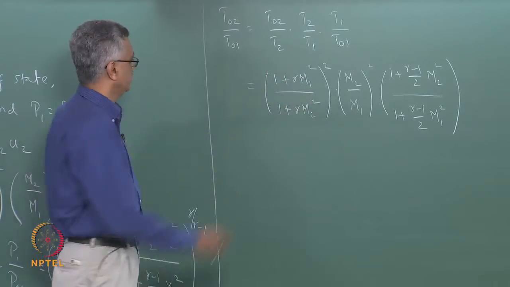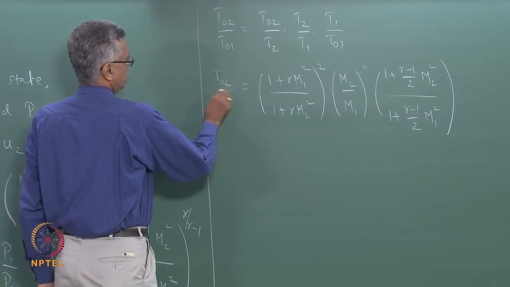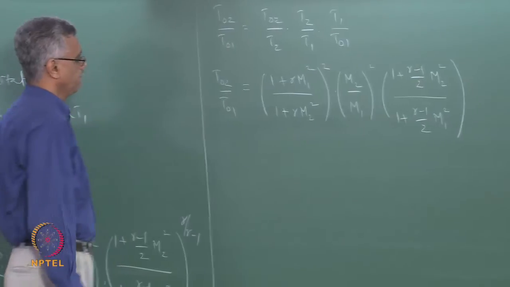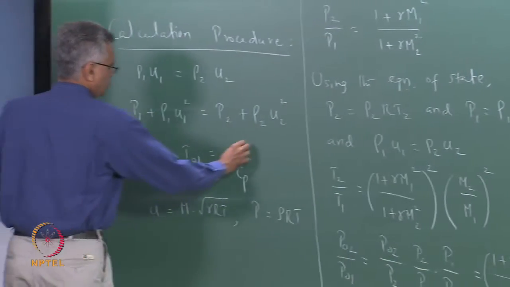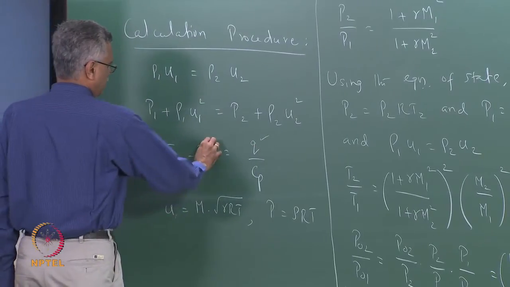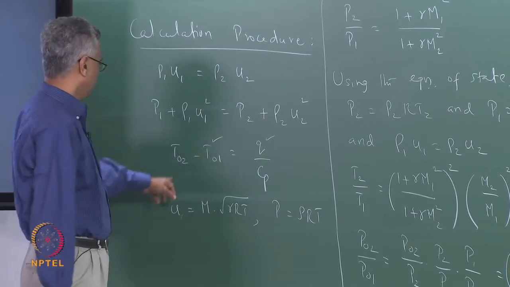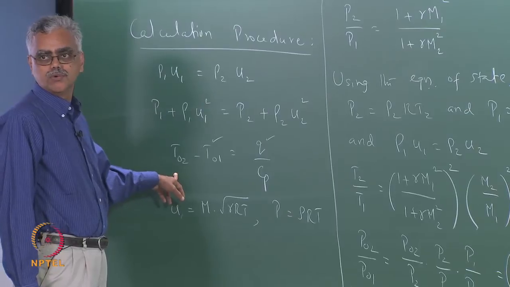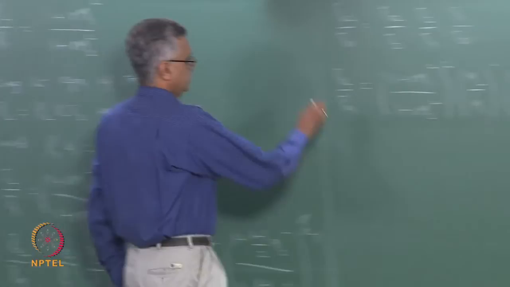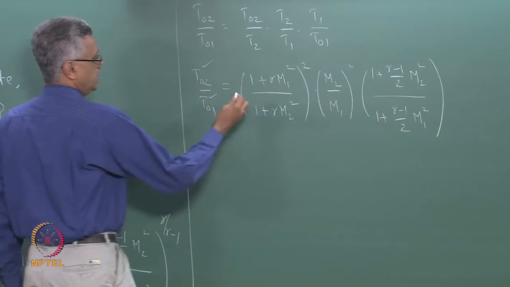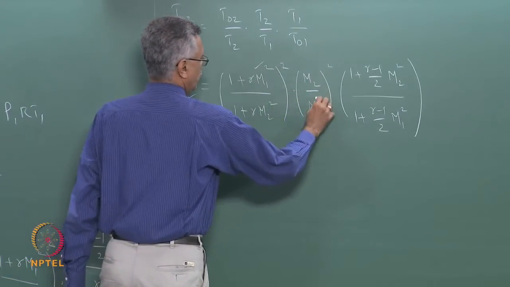So in this expression, if I write it like this, T02 over T01, right? So if you look at this expression, notice that Q is specified in the problem, T01 is also known. So I can calculate T02 from this equation. So once I calculate T02 from this equation, I can evaluate the left hand side, and M1 of course is completely known. So we know M1.